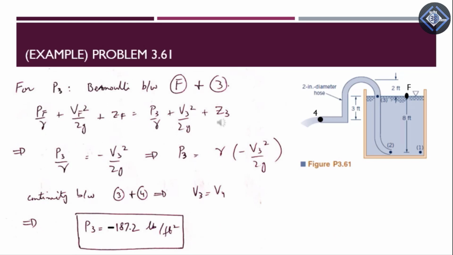Similarly, we adopt the same procedure to find P3: apply Bernoulli equation between point F and point 3, and we use continuity again. So velocity at point 3, V3, is equal to V4, and then we use this velocity to find P3, which comes out to be minus 187.2 pounds per feet squared.